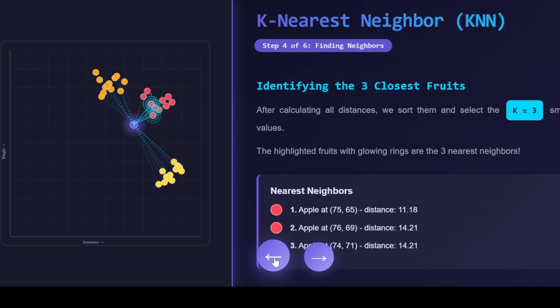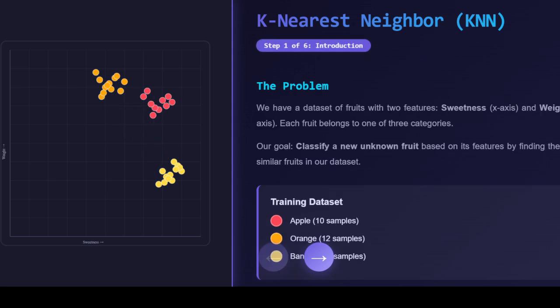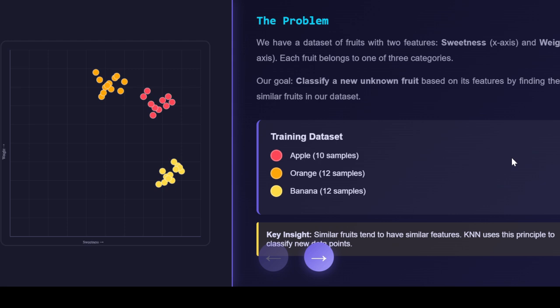Now today we'll see a practical example on K-nearest neighbor. Suppose we have a data set of fruits with two features, sweetness on the x-axis and weight of the fruit on the y-axis. Each fruit belongs to one of three categories. Here we have a training data set: apple, orange and banana. So the training data set comprises three different categories of fruits.